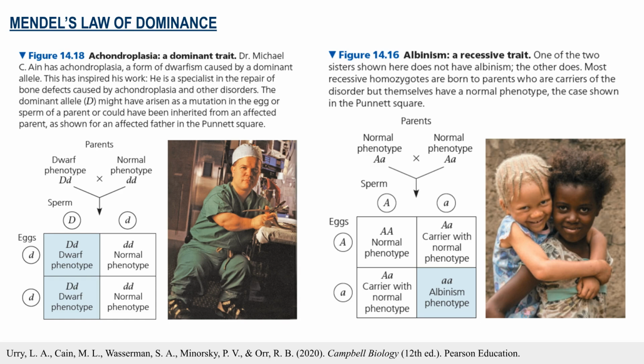Achondroplasia is caused by a dominant allele. An individual with heterozygous genotype will show the dwarf phenotype even though only one dominant allele is present. Albinism appears only when an individual inherits two recessive alleles. Parents with normal pigmentation can still have a child with albinism if both are carriers.